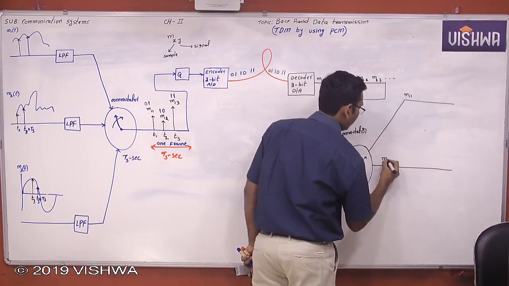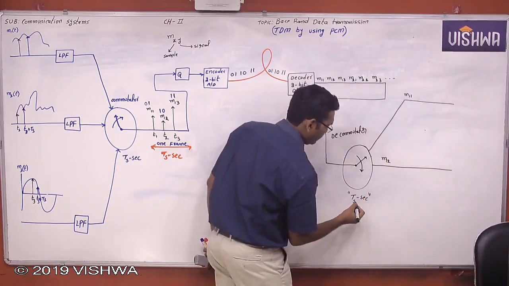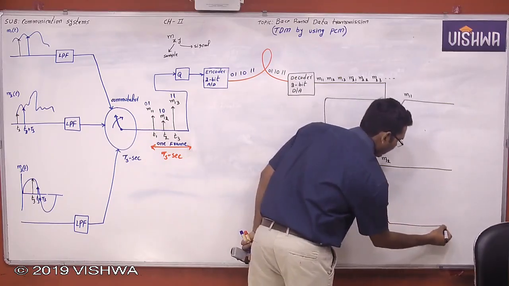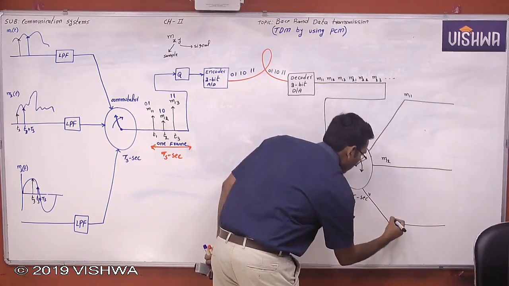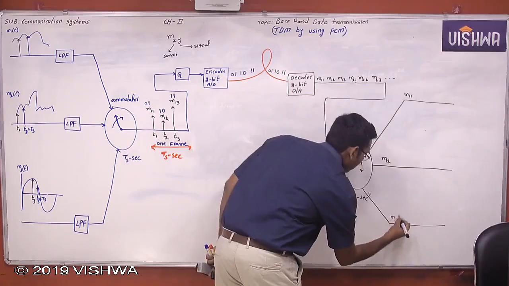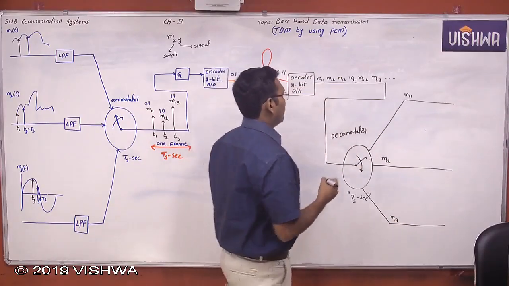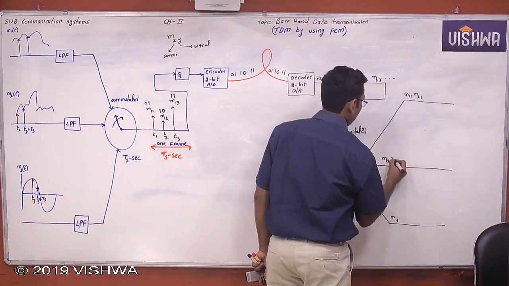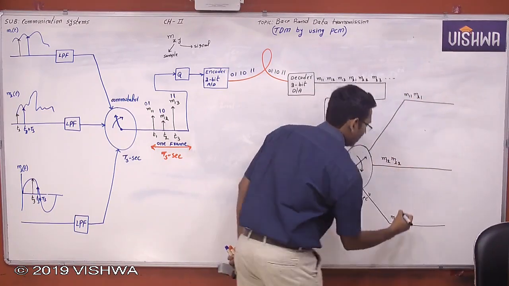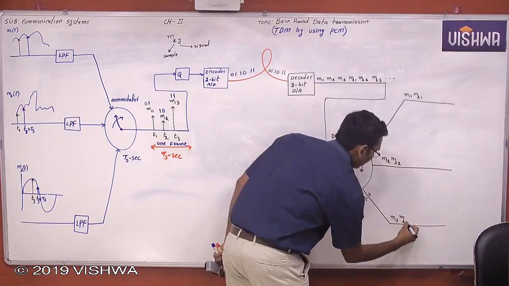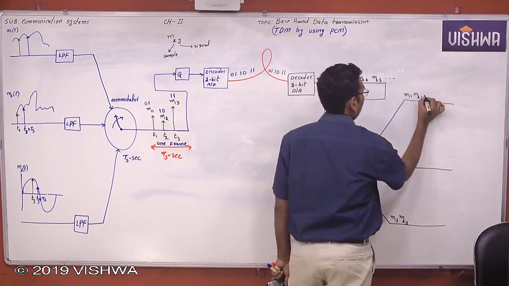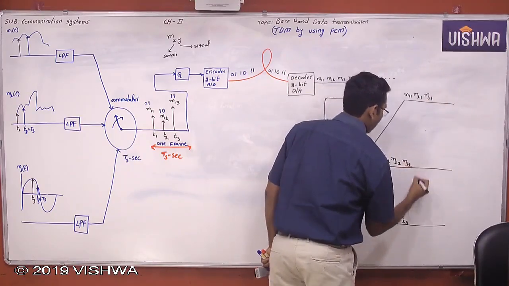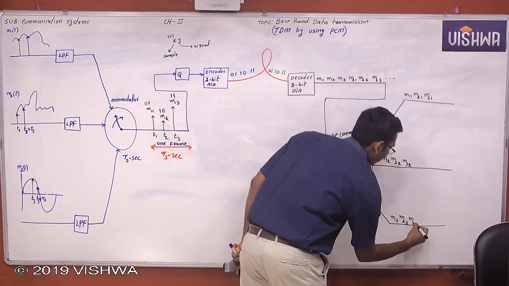First sample of the second message signal. The commutator is at this particular position: first sample of the third message signal. Now second sample of the first message signal, second sample of the second message signal and second sample of the third message signal. Like this. Third sample of the first message signal, third sample of the second message signal, third sample of the third message signal.